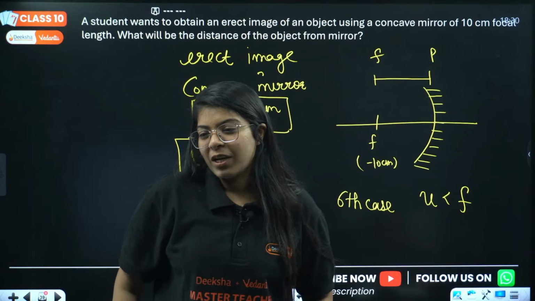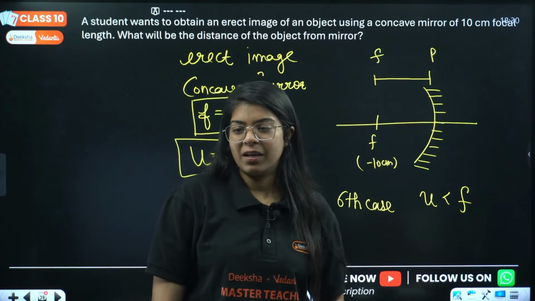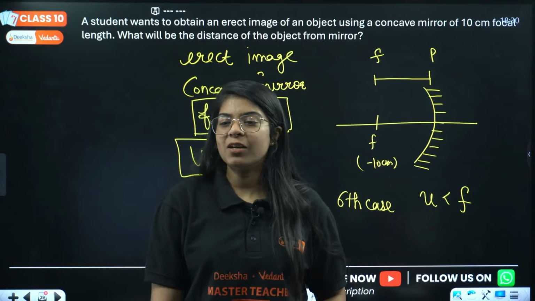An object between the pole and focal length, the image formed is beyond the mirror, and it is virtual and direct. Very good, Static.